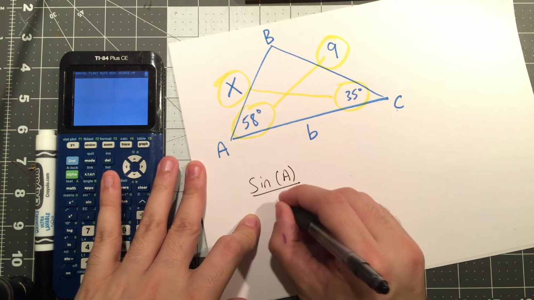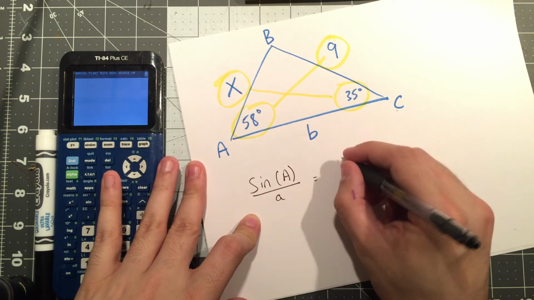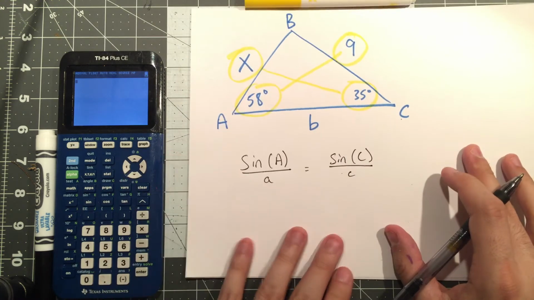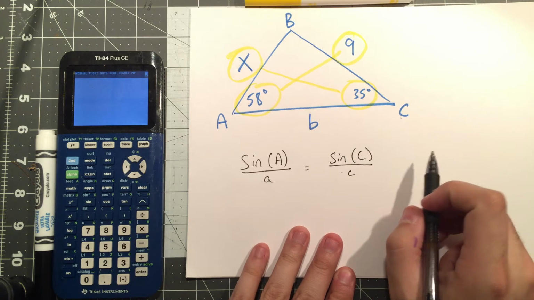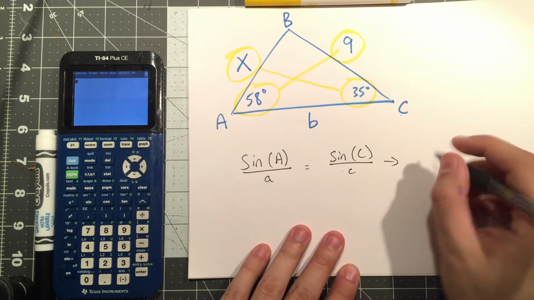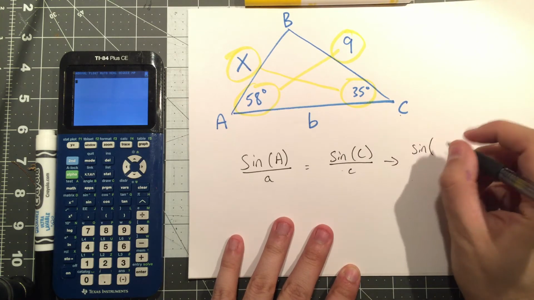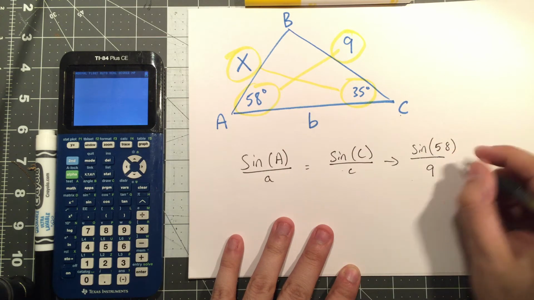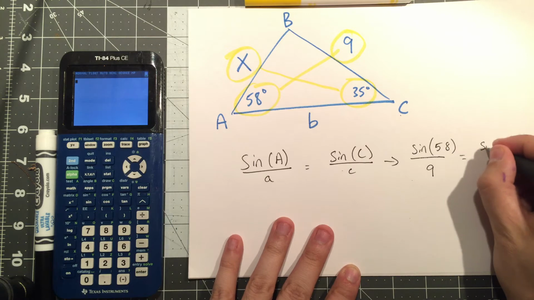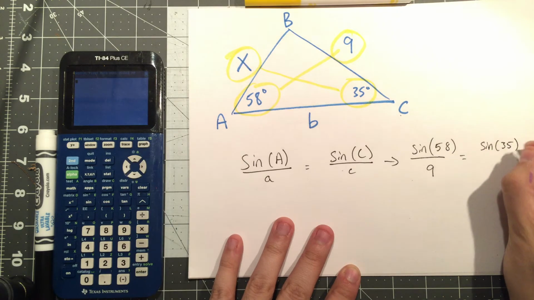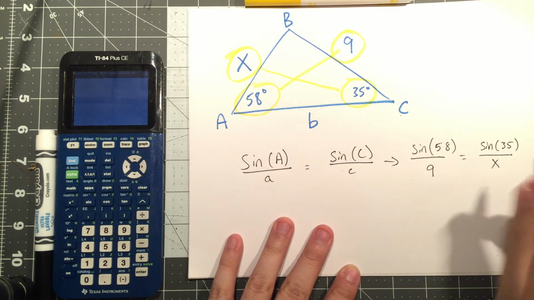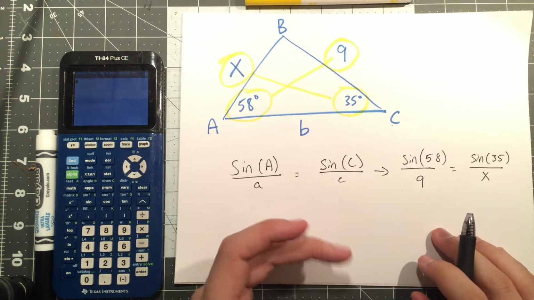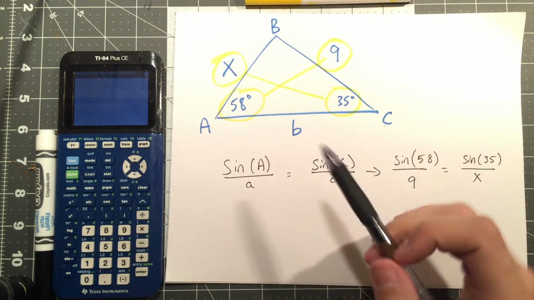So I'm going to write it out generically and then plug our values in. Remember, that's a lowercase. All right, so let me plug in our things. Sine of 58 over 9 equals the sine of 35 over x. Now, you should have an idea of what kind of number, what size number, this is going to be.